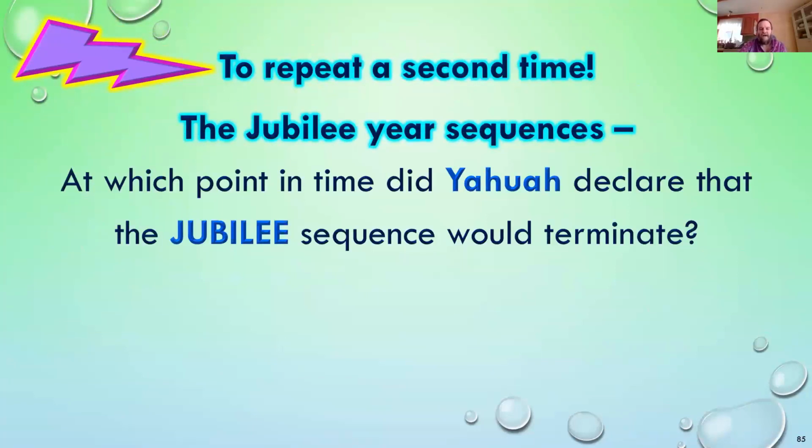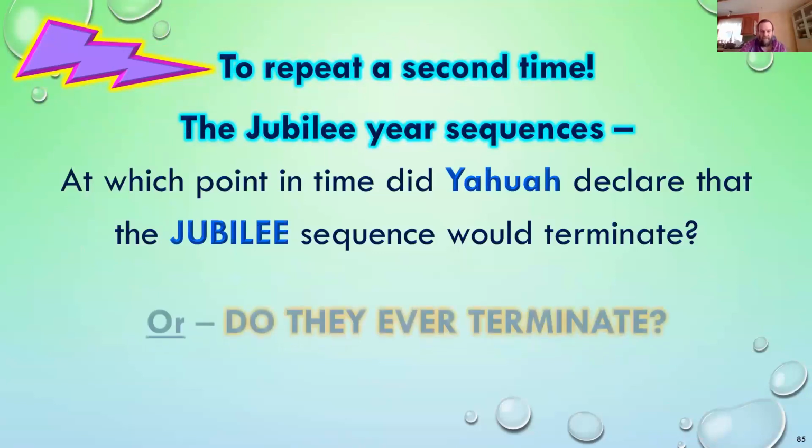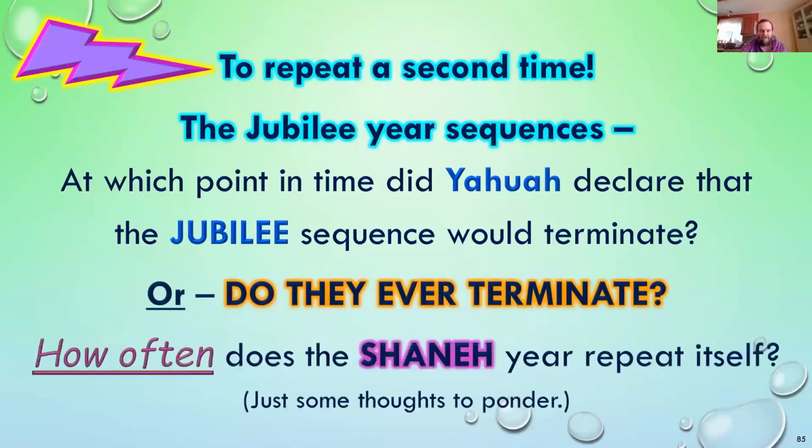At which point in time did Yahuwah declare that the Jubilee sequence would terminate? Or do they ever terminate? How often does the Shane year repeat itself? If it inherently has the duplication characteristic within itself, will it ever stop duplicating? Can that inherent characteristic of duplicating after like kind define Shane as eternity? Just a thought.